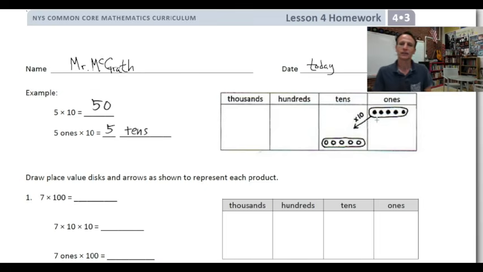Here we go. All right, so we have 5 ones, right? We're doing 5 and then times 10. Ride the times 10 slide, and it's 5 tens. See, so 5 times 10 is 50. We see we have 5 tens. Its value is 50. 5 ones times 10 is 5 tens. Okay, great. Now it's your turn.